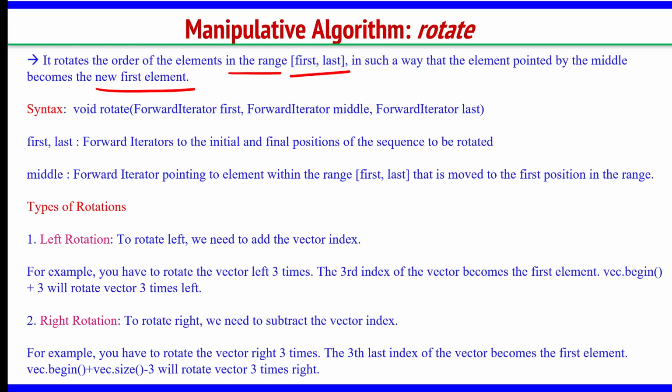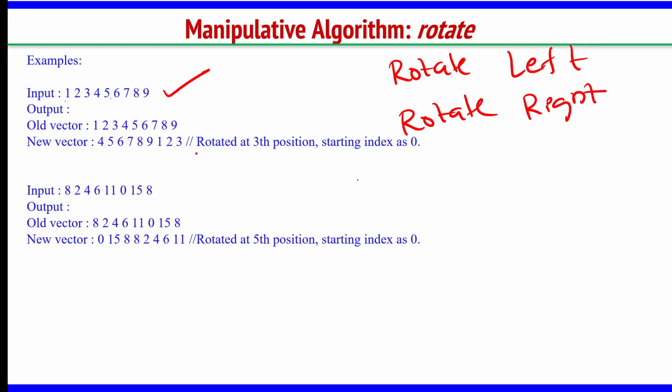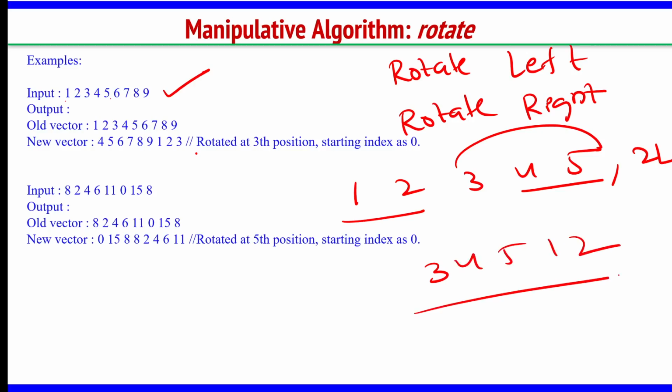Okay. Let us see an example and then come to the syntax. See here, I gave the input 1, 2, 3, 4, 5, 6, 7, 8 normally. Now we are rotating by the third position. There are two types: rotate left and rotate right. If there is an element sequence like 1, 2, 3, 4, 5 and I say rotate by 2 left, these 2 will come here, it becomes 3, 4, 5, 1, 2. Rotate right means these 2 elements will come this side, it becomes 4, 5, 1, 2, 3.